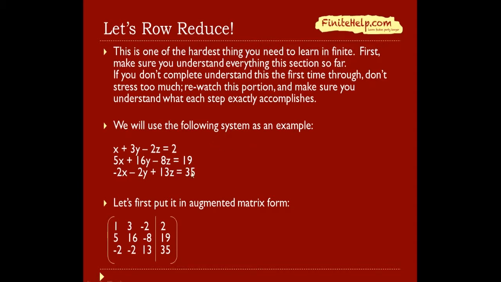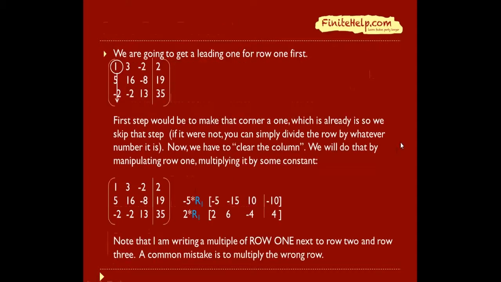Here we're going to use this system as an example. So first step, just put it in augmented matrix form. So first we're going to get a leading one for row 1. And we do that by making the corner a 1 here. Since it actually already is a 1, we skip that. We don't have to do anything about it. So let's say if it was not a 1, let's say if it was a 2, then you can just divide the whole row by 2 in order to make it a 1.